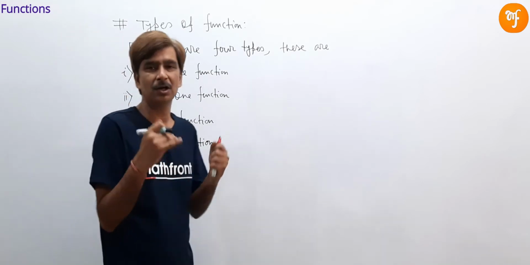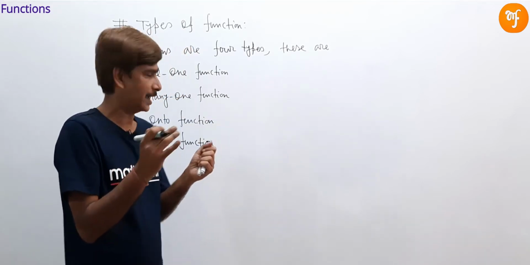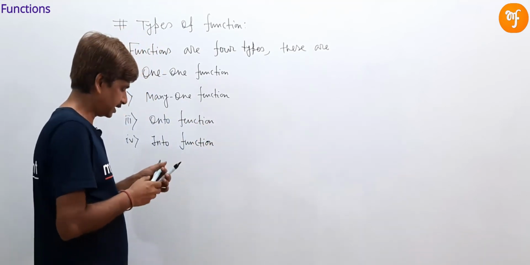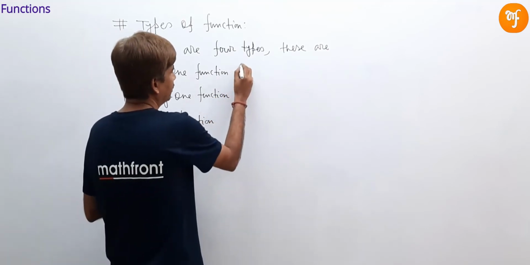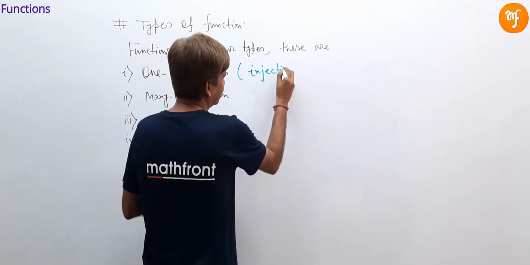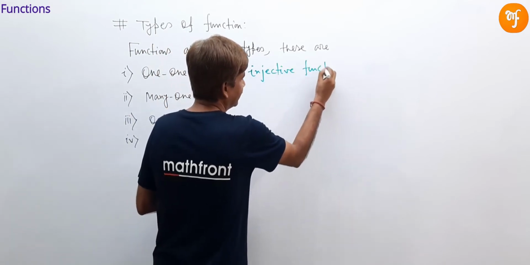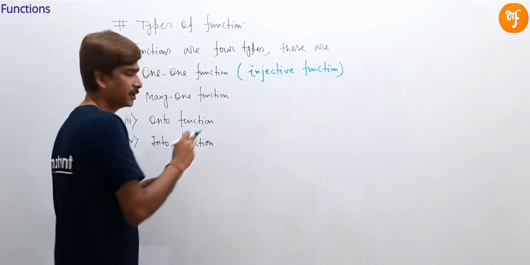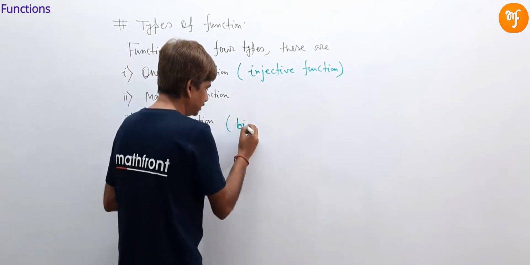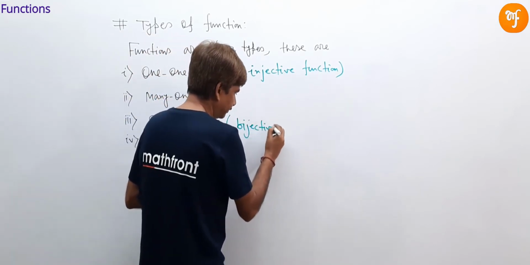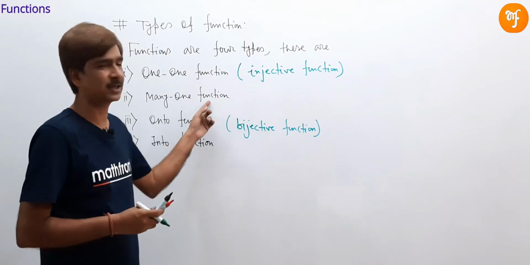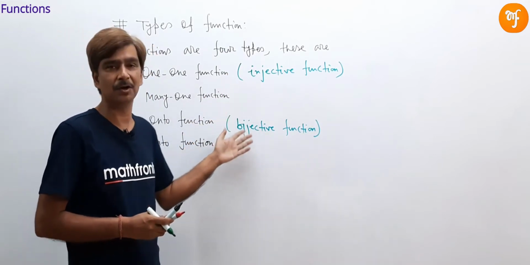One-one functions are also known as injective functions, and onto functions are known as bijective functions. Okay, so please write down: one-one functions are also known as injective function. And onto functions are known as bijective function. Is it clear? So many-one functions are non-injective and into functions are non-bijective functions.